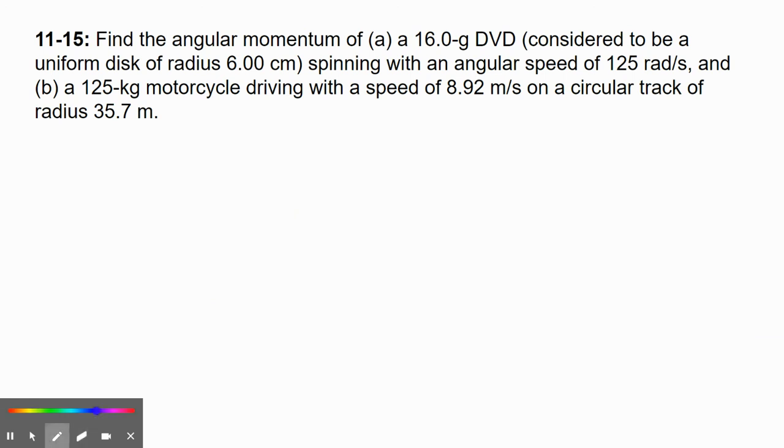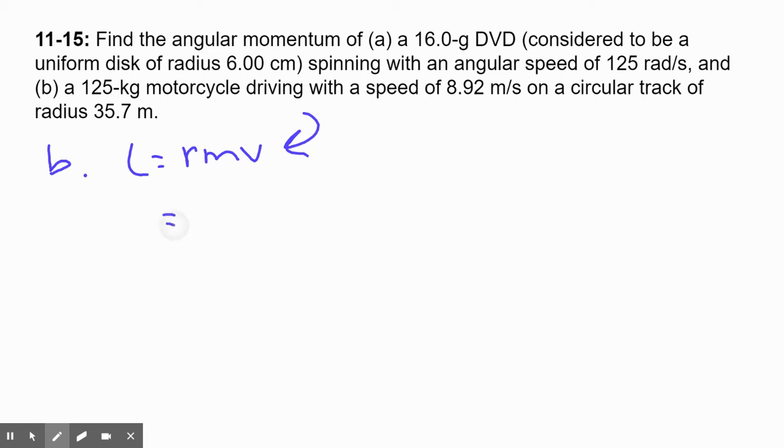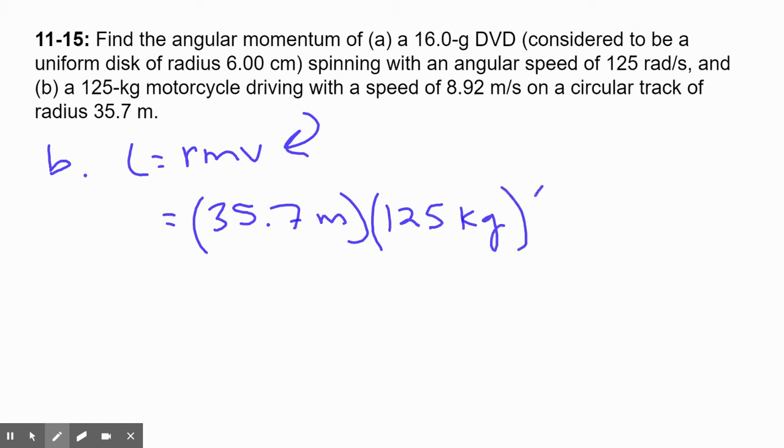Now we're going to do part B, where we are considering the motorcycle to be a particle. When we do that, angular momentum is r, the radius, times mass times velocity. Let's plug in all the information because we have all of this. So the hardest part of that was just knowing to use this formula. Once we know that, it's simple because we already have this information. So there's the radius. We need the mass, which is already in kilograms. That's nice. And the speed, which is 8.92 meters per second.